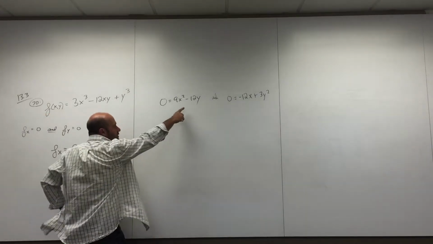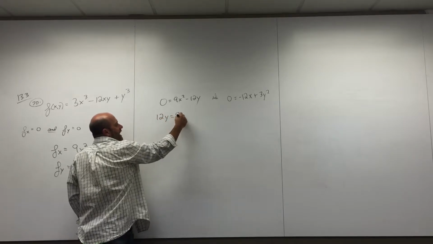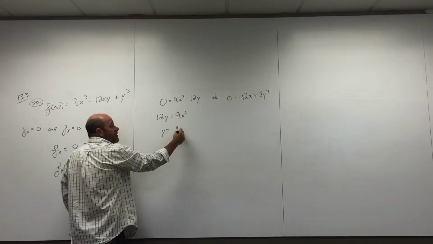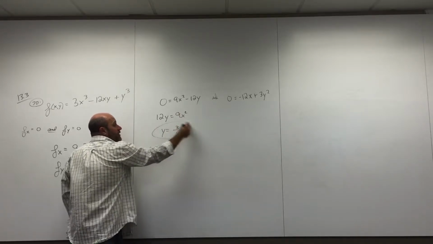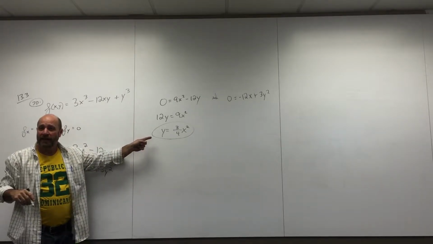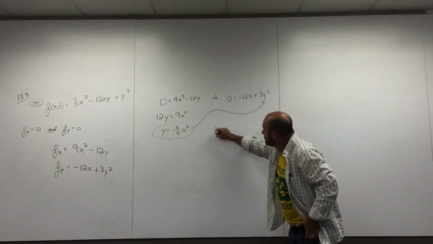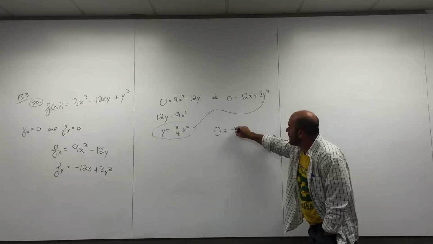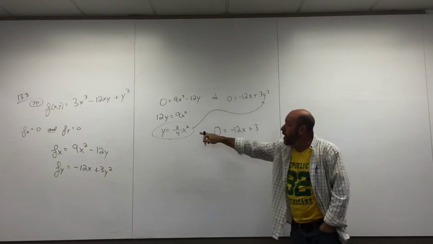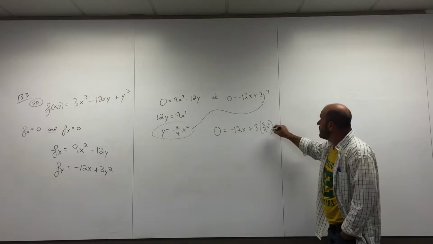I think maybe I'll try to solve this one for y. I'll add the 12y over here, equals 9x squared. I'll divide by 12. 9 divided by 12 is 3/4 x squared. So I just solved for y there. And then I'll substitute that in for this other y over here. This is interesting. So I get 0 equals negative 12x plus 3 times this y. Y is 3/4 x squared.